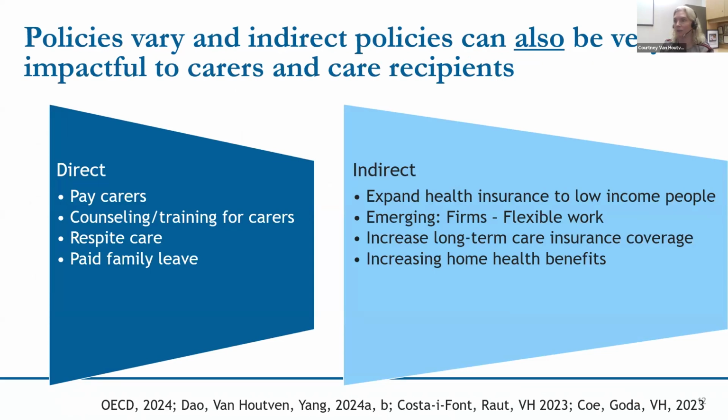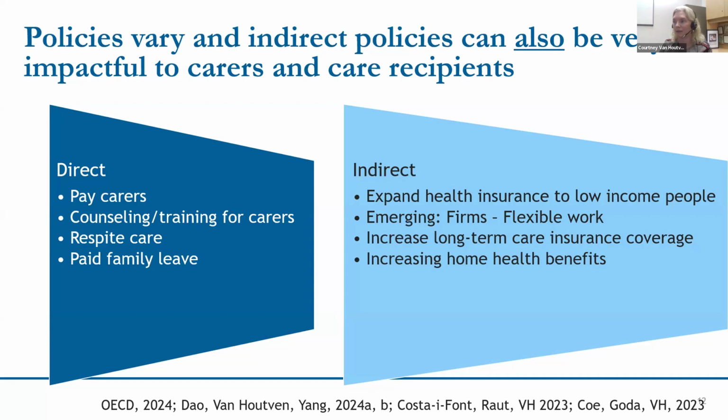Let me switch, in the few minutes I have left, to policies. I want to highlight that policies really vary across the OECD and are, I would say, weakest in the US, or quite weak in the US, and that indirect policies and direct policies have been evaluated for caregivers. The point here is that direct policies clearly are important, but indirect policies we need to look at too, especially when there are few supports directly supporting caregivers.